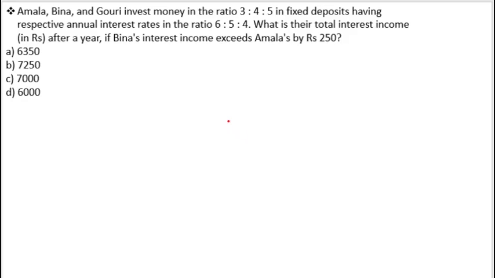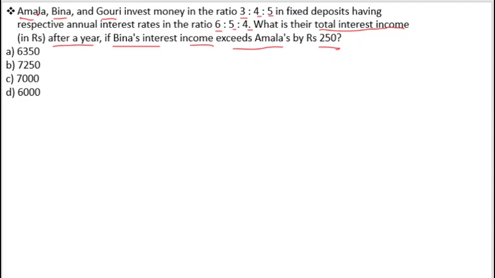Once again, I came back with the CAT 19 quant questions. So now let us discuss these questions. This says that Amla, Beena and Gauri invest money in the ratio of 3:4:5 in fixed deposits having respective annual interest rates in the ratio of 6:5:4. What is the total interest income after a year if Bina's interest income exceeds Amla's by 250?